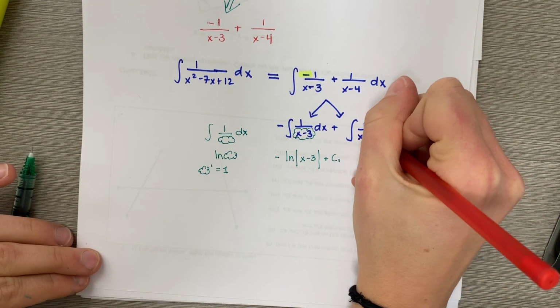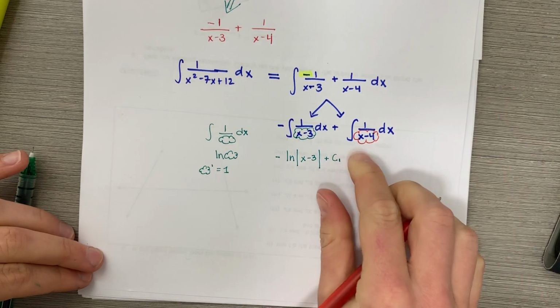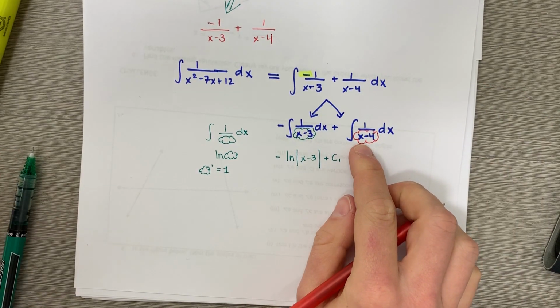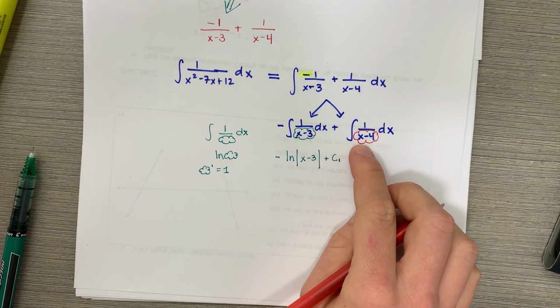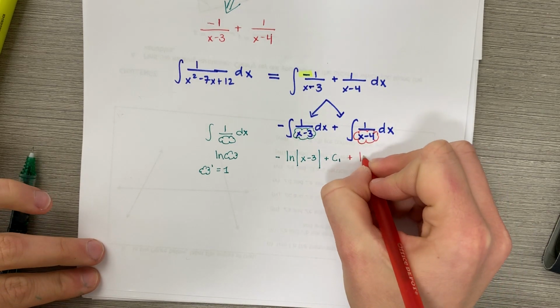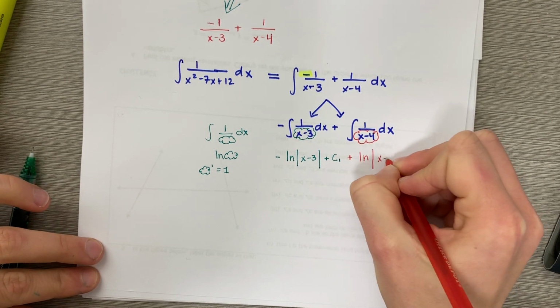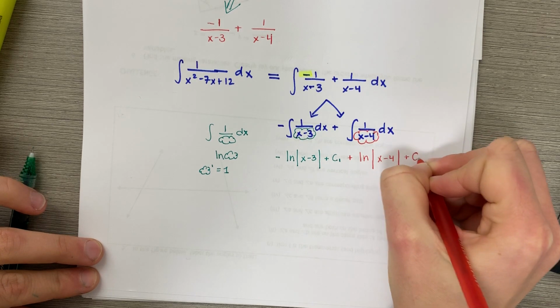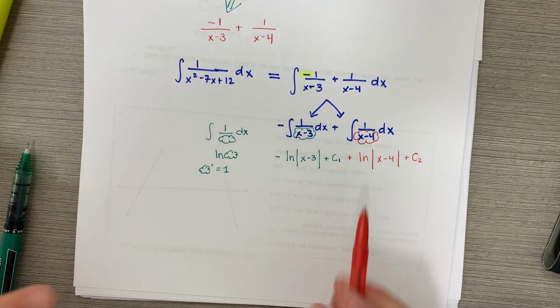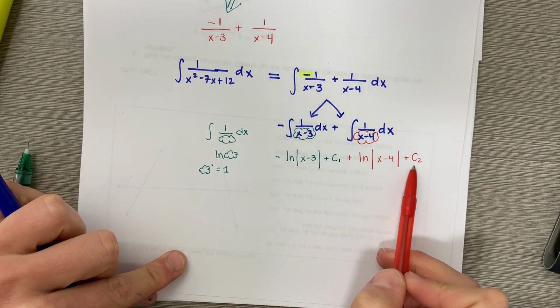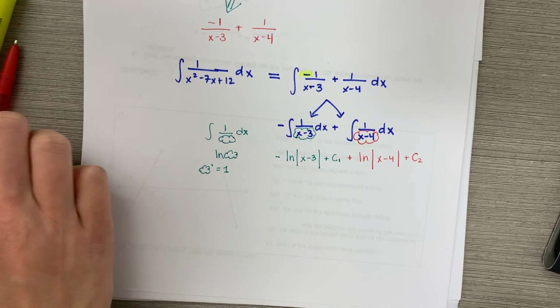Again, we have another 1 over blob. Is the derivative of x minus 4 equal to 1? Yep, so this is plus natural log of x minus 4 plus a different constant. I'm calling this C1 and C2 because they're probably different numbers.